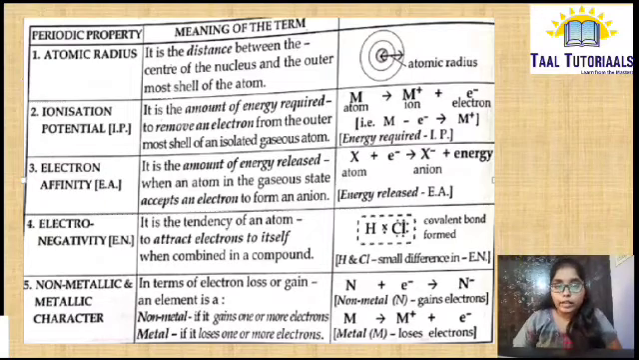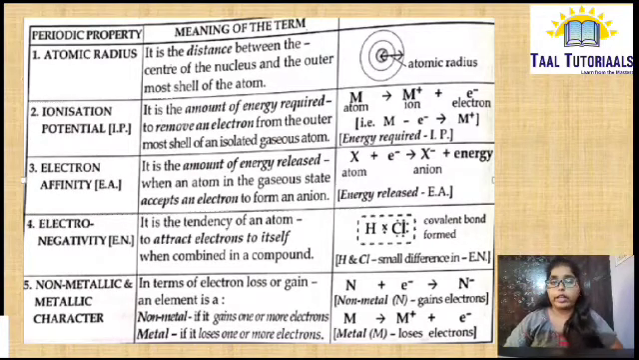Then comes non-metallic and metallic character. In terms of electron loss or gain, how can we say an element is a non-metal? If an element gains one or more electrons, it is known as a non-metal. If an element loses one or more electrons, it is known as a metal.